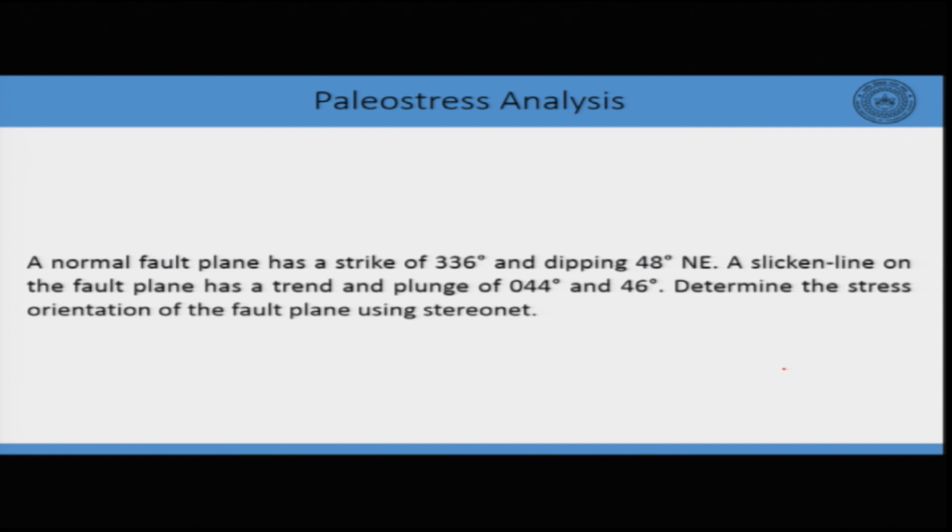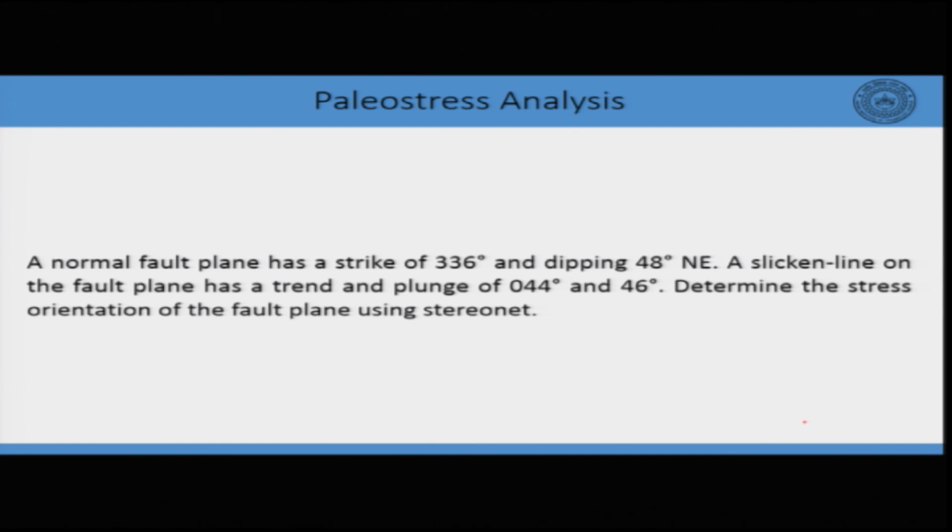So, what we know is that the fault is normal and the strike of the fault is 336 degrees and it dips 48 degrees towards the northeast, and this striation on the fault plane has a trend of 44 degrees and a plunge of 46 degrees. We will use the stereonet to determine the stress orientation, basically sigma 1, sigma 2 and sigma 3.